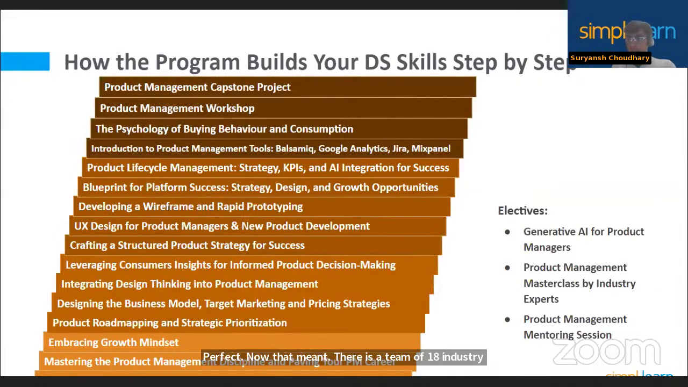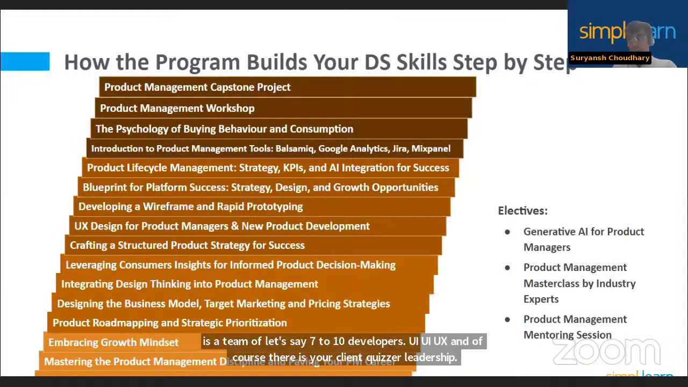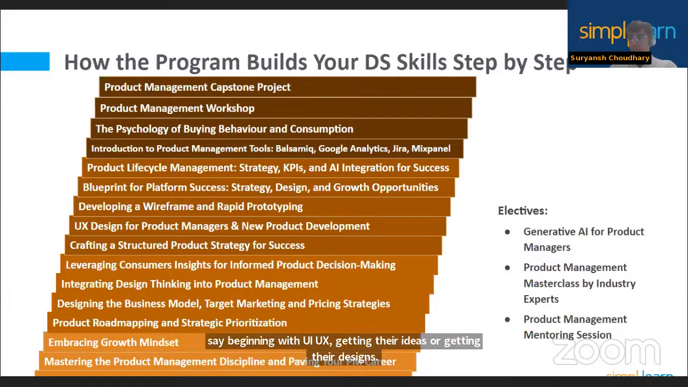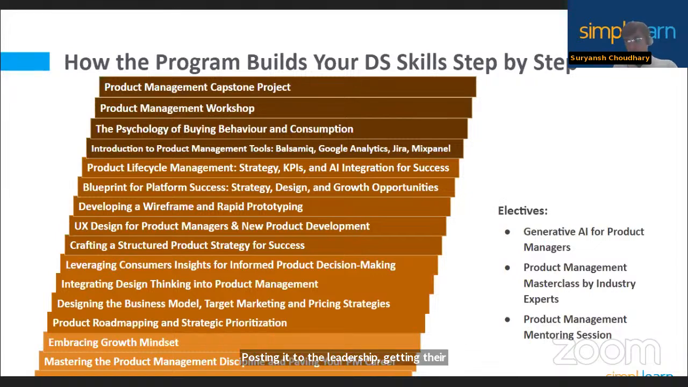There is a team of, let's say, 7 to 10 developers, UI, UX, and of course, there is your client who is the leadership. At one go, in a single day, you're working with, let's say, beginning with UI, UX, getting their ideas or their designs, posting it to the leadership, getting their approval, communicating it with those 18 industry professionals, getting their go ahead, getting their buy in. And once they agree, okay, this is what we're looking at, going back to the tech team, getting a small one-feature release, getting it tested by those 18 people, again taking feedback. Therefore, it required going round and round again and again.